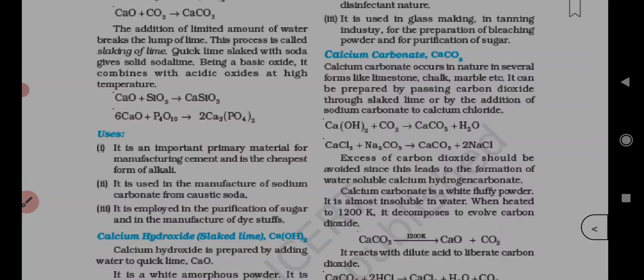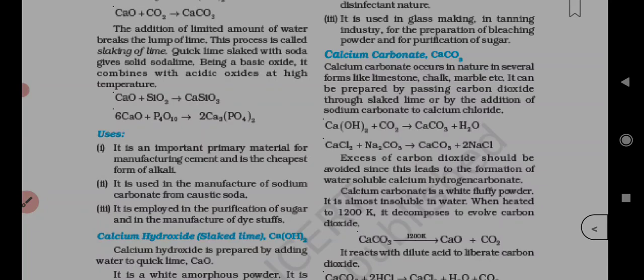Manufacture of dyestuffs: if you want dyes, you can use calcium oxide. Now let's talk about white color. You have to remember, for purification of sugar, if you want to get white sugar, you can use calcium oxide. Dyestuffs, calcium oxide you can use to get colors, right? White color is used.